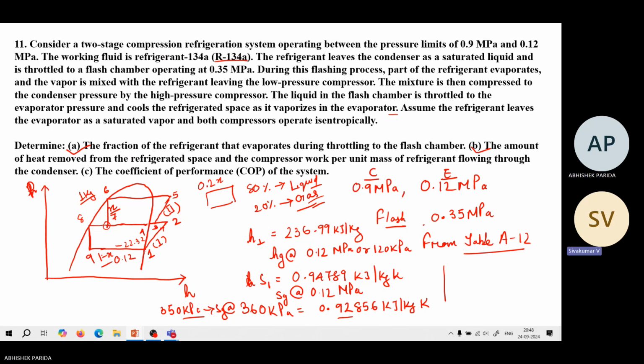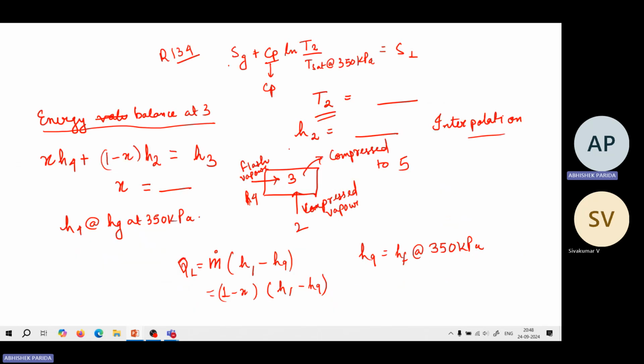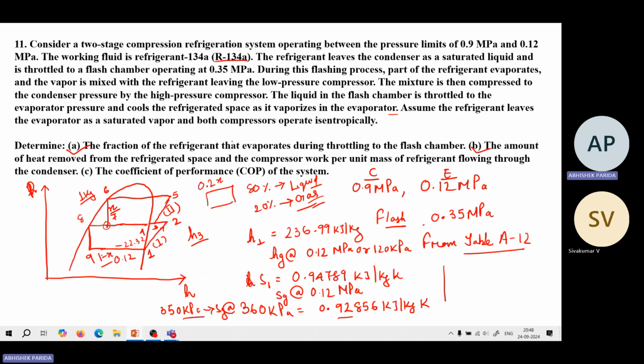Okay, H3. It's a very good doubt. For that, you need the value of S3, otherwise you cannot find it. You need to know the conditions at the exit of this. Absolutely correct. So for H3, either it should be given, or the temperature has to be given. What is the temperature at the exit after the mixing of the flash chamber?